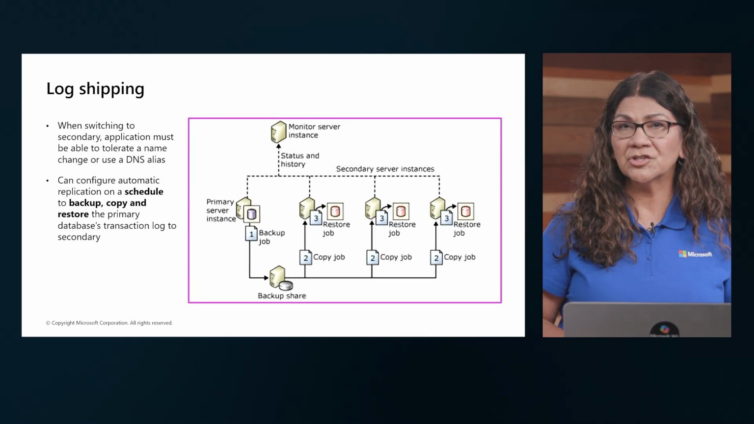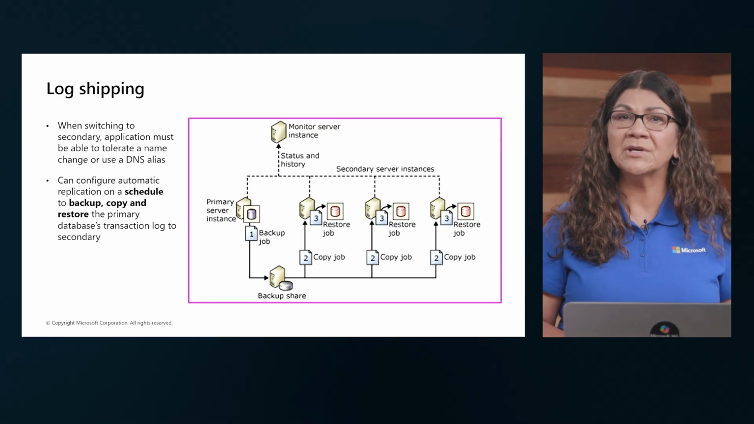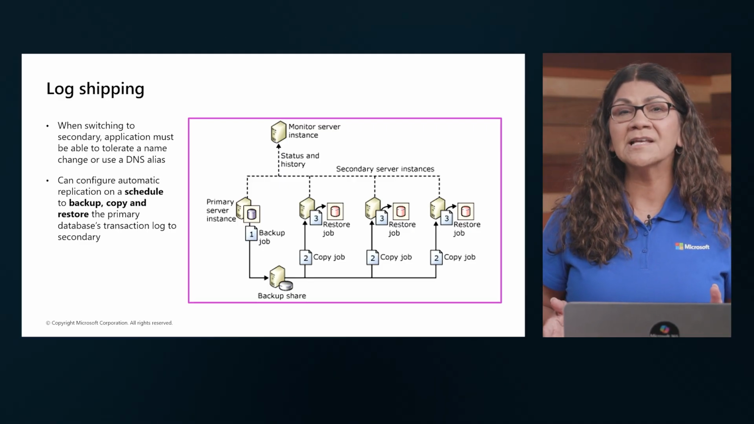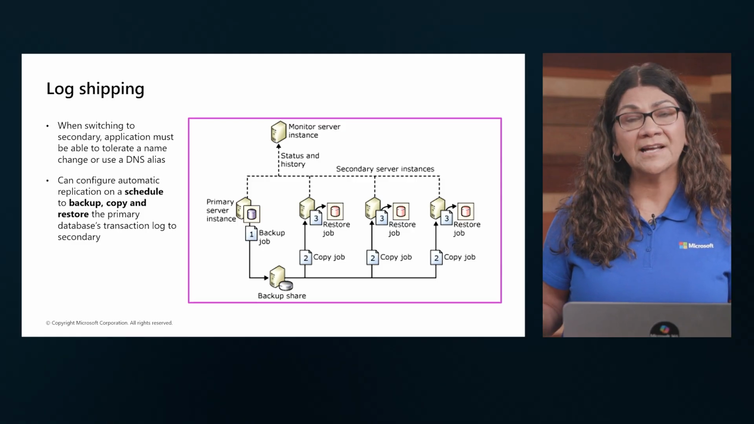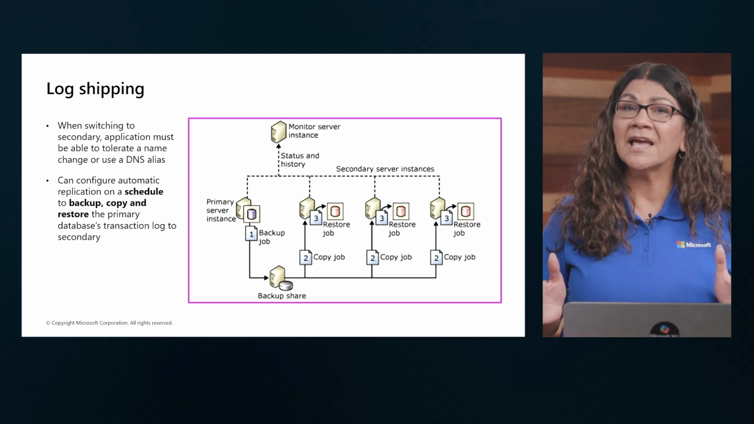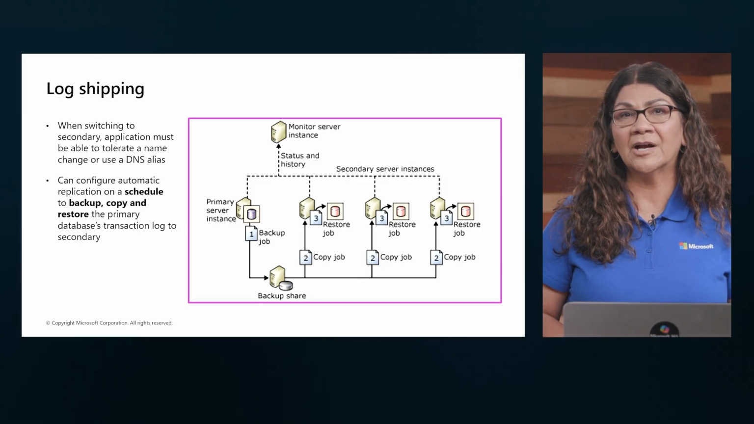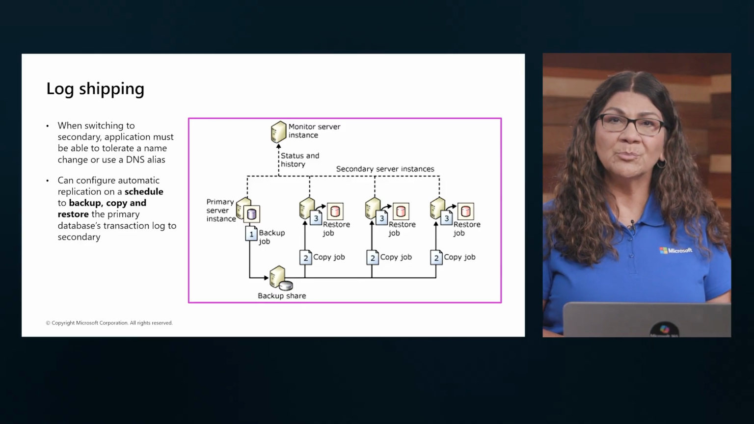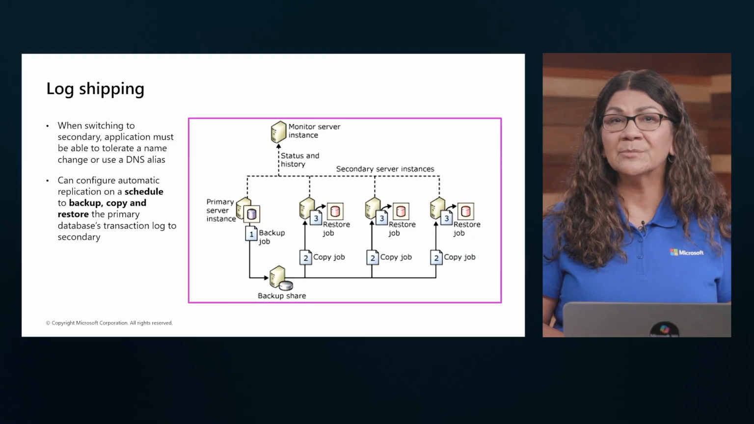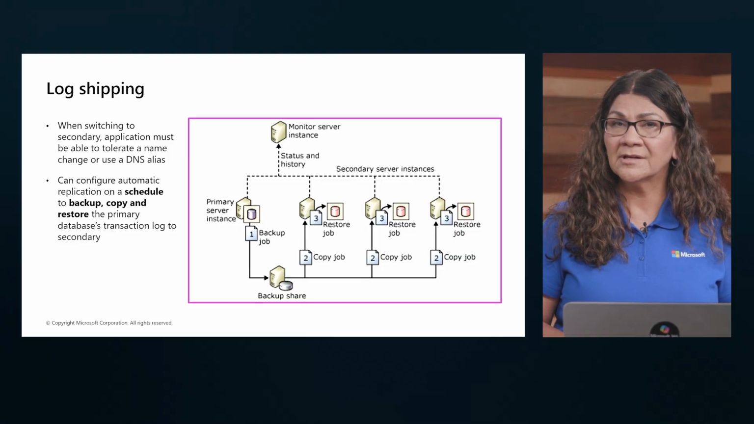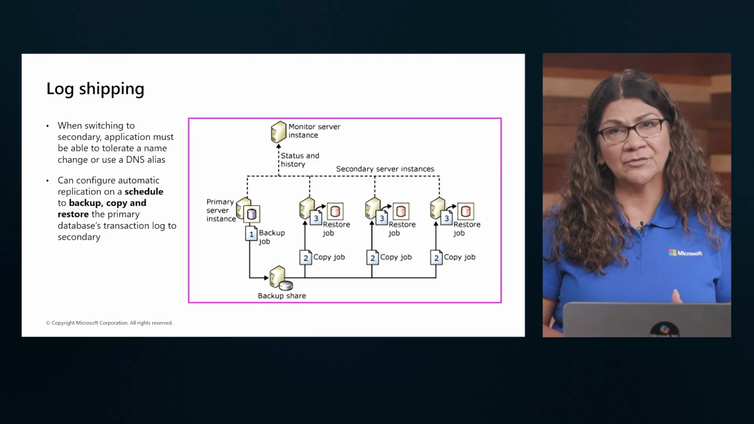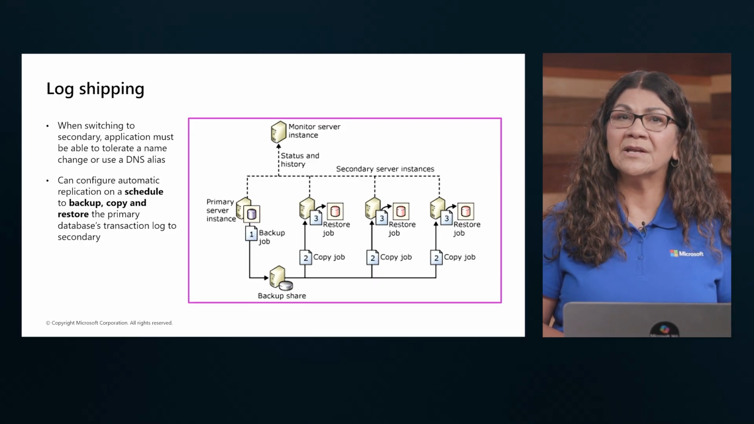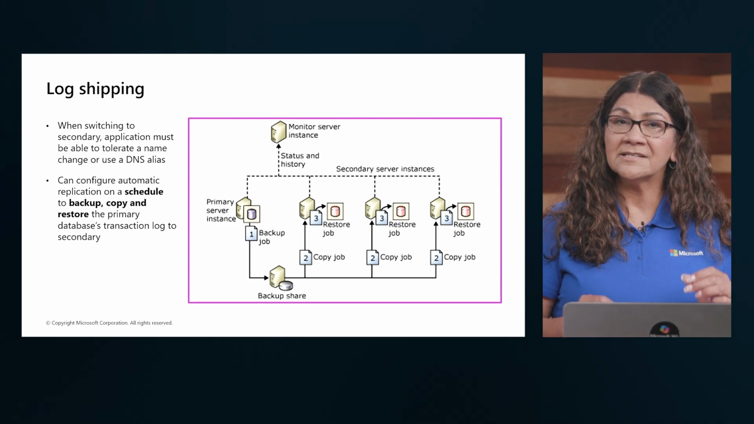SQL Server log shipping automates the backup, copy, and restore of transaction logs from a primary server to one or more secondary servers, maintaining a warm standby environment for disaster recovery. The process involves a backup job on the primary server, a copy job that transfers the logs to a secondary server, and a restore job that applies the logs to the secondary database, nearly synchronized.